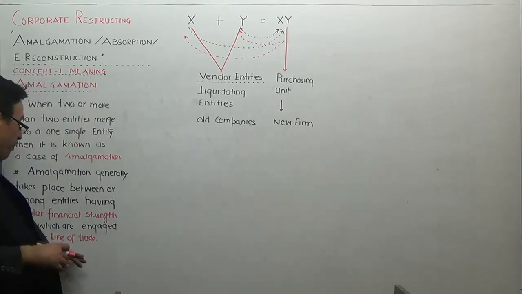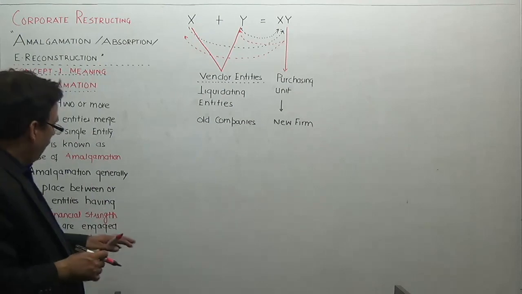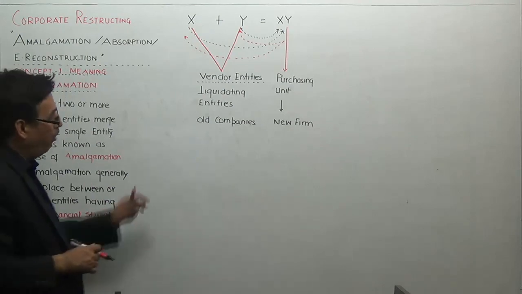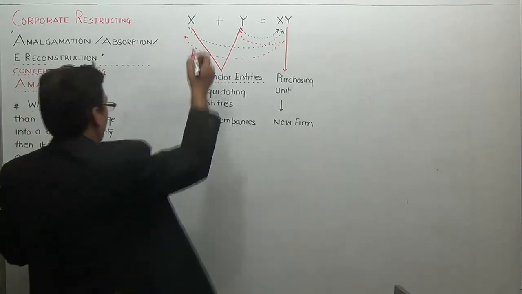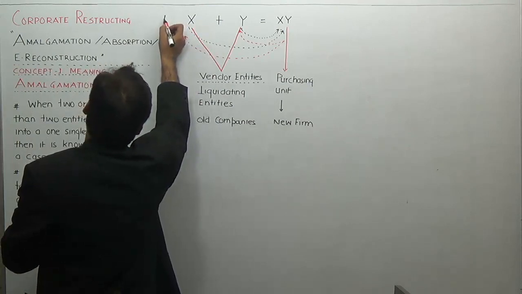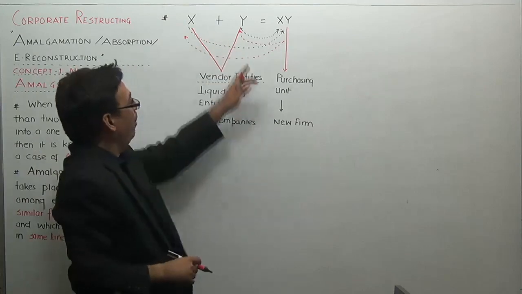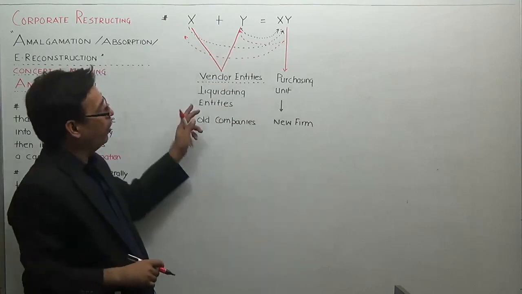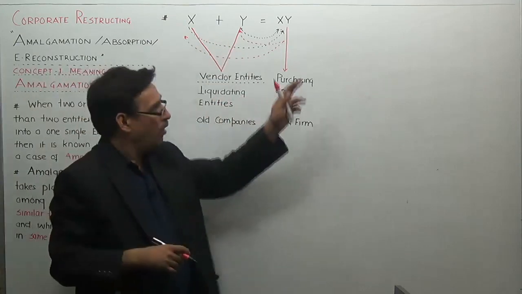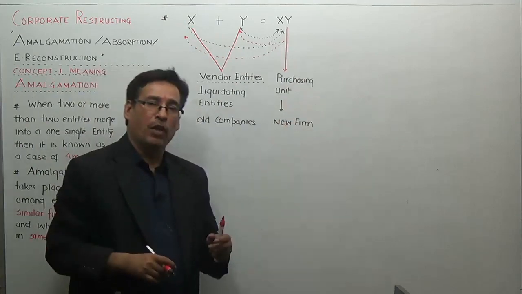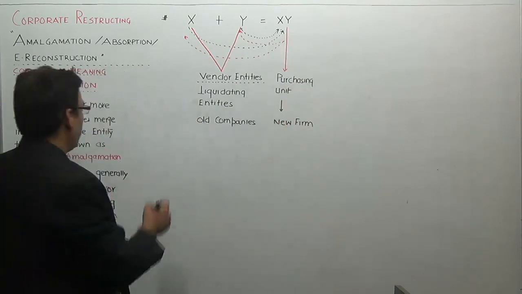Now, after you have written this point, note down this diagram, so that through this diagram you will come to know that X Limited and Y Limited will be called vendor or liquidating company, and XY Limited will be called the purchasing unit, correct?